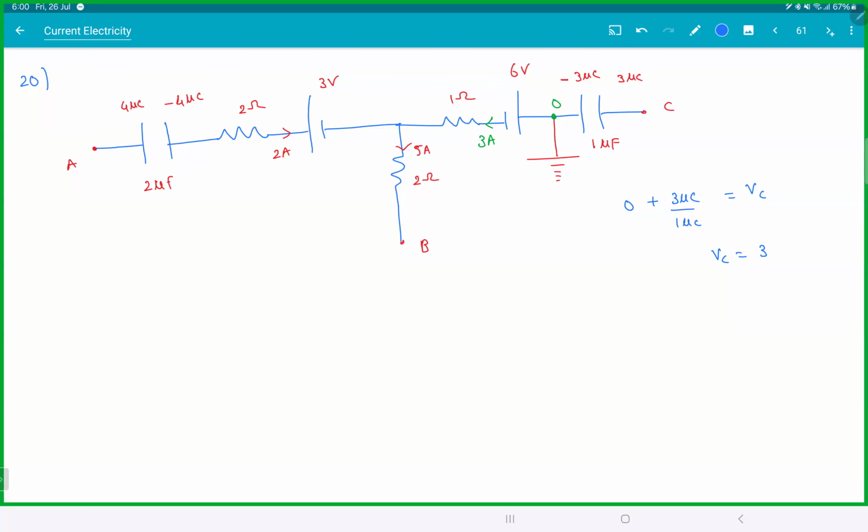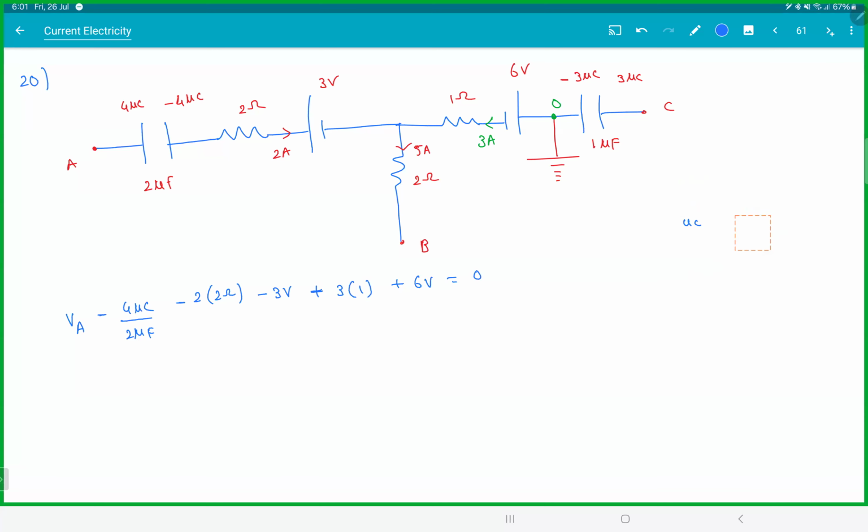Then let's go from A to 0. So let's start it here, VA. Then I'm going from positive to negative plate. So minus 4 microcoulomb by 2 microfarad. Then I'm going through the 2 ampere, minus 2 into 2 ohms. Then I'm going through the battery minus 3V. Then I'm going through the 3 ampere resistor, but that is positive because I'm going opposite to the current. Then I went through the battery 6 volt and I finally reached 0. So I went from A to O. Because I know already the potential is 0, right? So let's take everyone from A to O, B to O, and C to O. That would be the best thing to do.